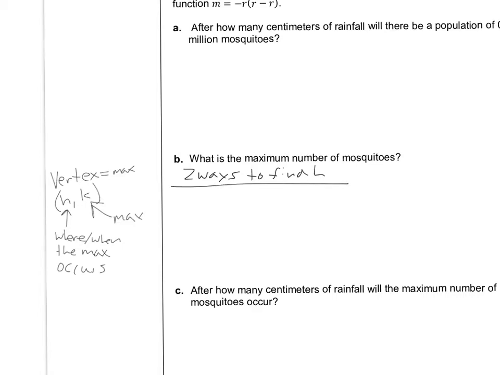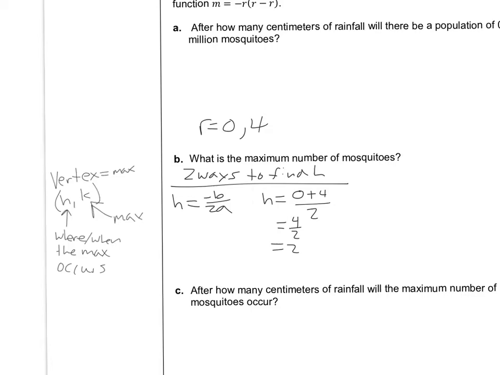The first way I told you was you could find H by doing the negative B over 2A. The other way is that I said you could take the average of your 2 zeros. And I'm assuming you already watched the other video, and in the other video we found out that the zeros are when r equals 0 and when r equals 4. So I could do 0 plus 4 and divide it by 2. That would give me 4 over 2, which gives me 2.